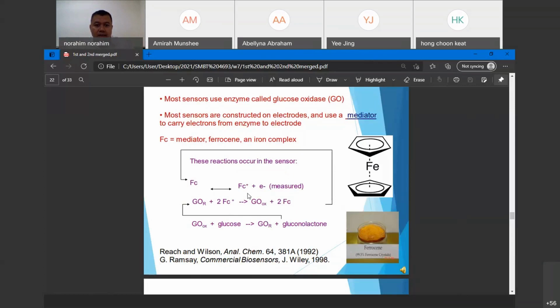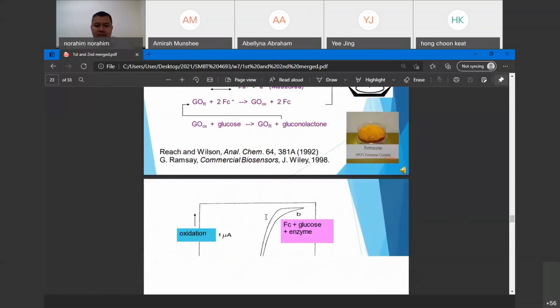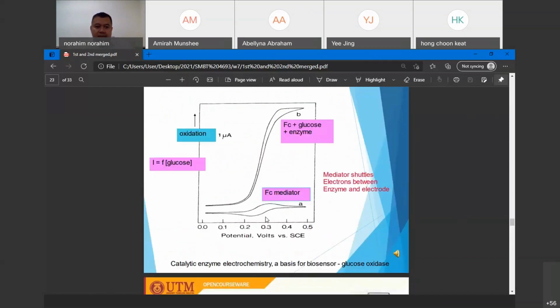Ferrocene will be oxidized, and then it will continue with the reaction here in this part. So only then will you get your electrons flowing in the system. Then you will get your signals to be measured. So if you look here, this is the catalytic enzyme electrochemistry for ferrocene.